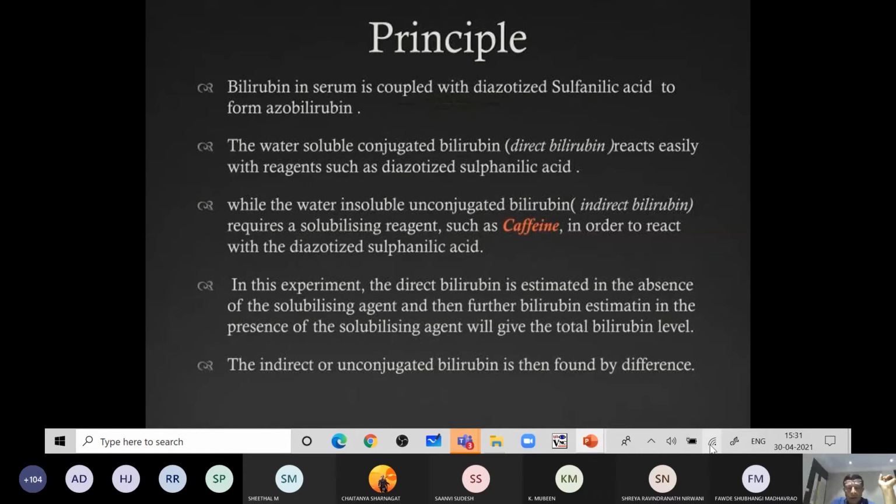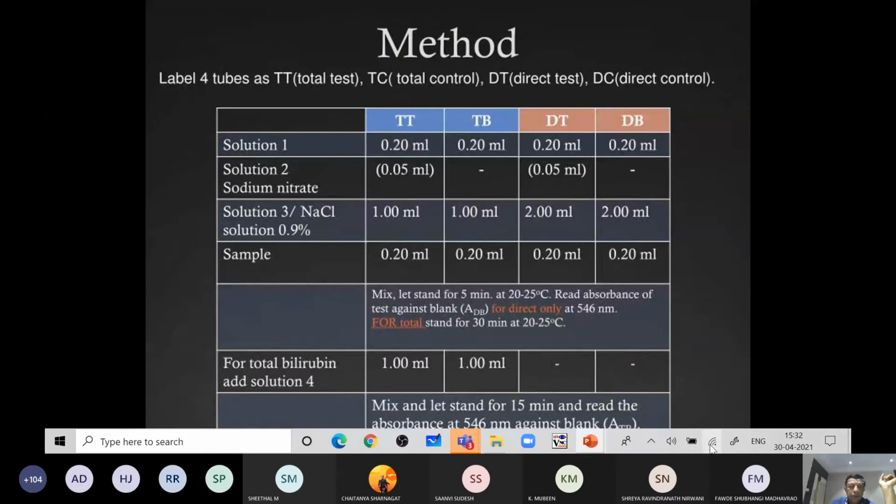The indirect or unconjugated bilirubin is found by the difference. The procedure and method we are using: solution 1 and solution 2 sodium nitrite, then we have solution 3, NaCl 0.9, then we use a sample of 0.20 ml and then the total bilirubin acid solutions. In this mixture table you can take total test and total blank or control, and direct test and direct control. You can take solution 1, 20 microliters, 0.20 ml, 200 microliters you can take. Then we have solution 2, 0.05.